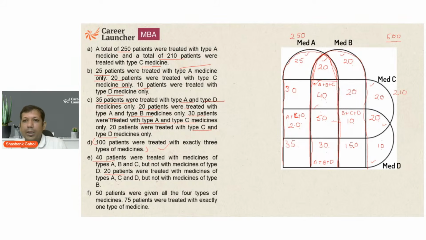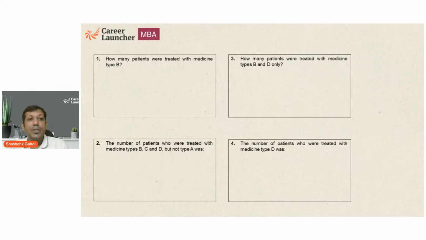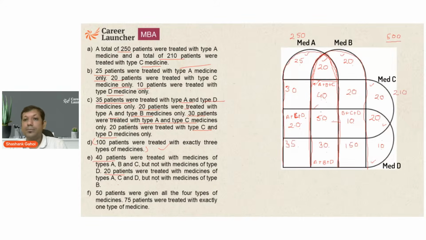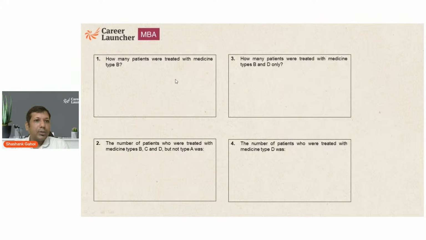Now, what is the first question? How many patients were treated with medicine of type B? So I'm just going to add up all the numbers. That is 20 plus 20, 40, 60, 100, 160, 190, 190 plus 150, that is going to be 340. So the answer to question number 1 comes out to be 340.